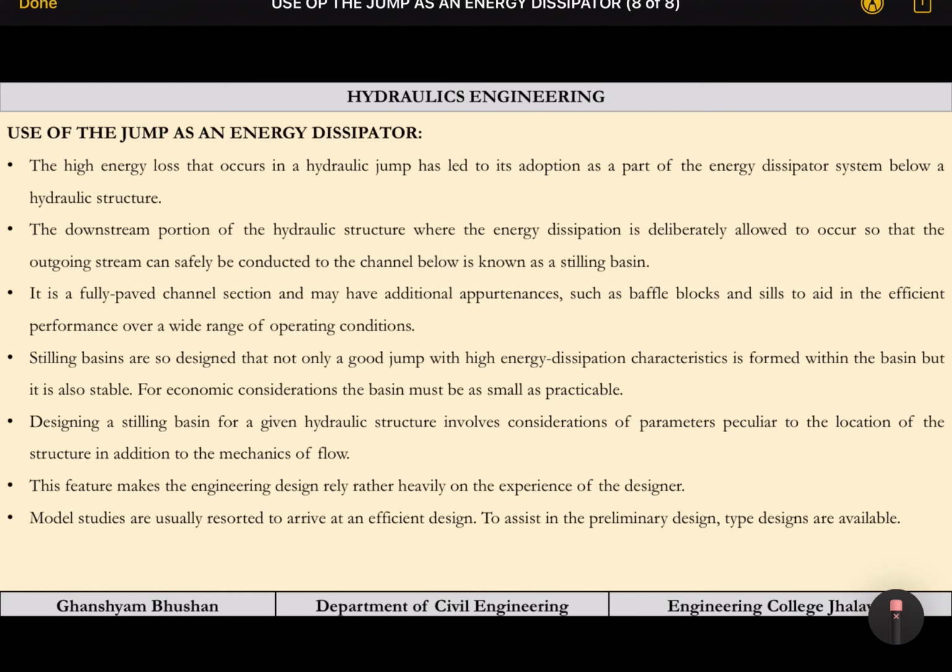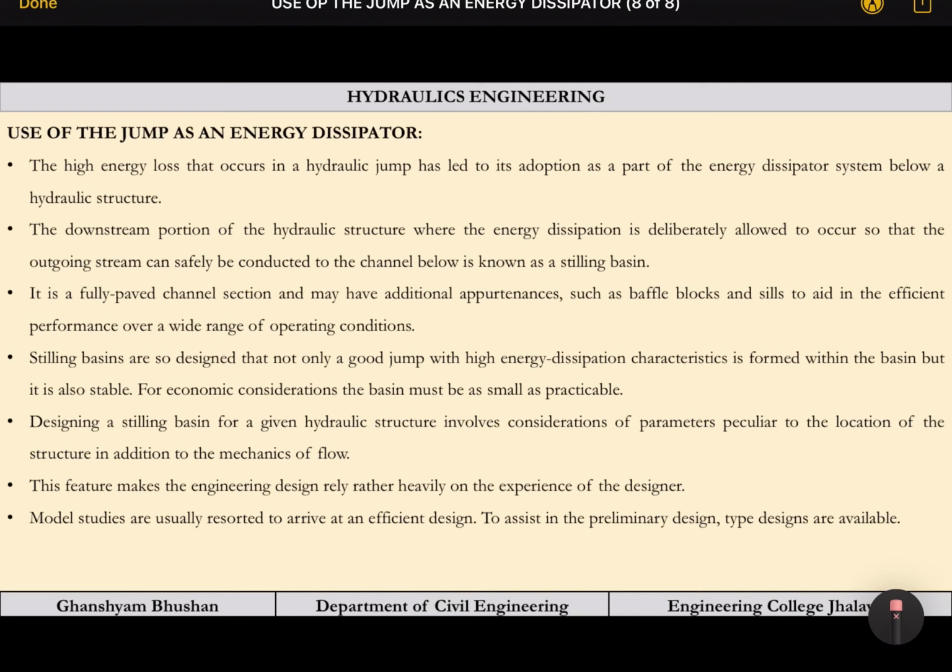So it is a fully paved channel section and may have additional appendages such as baffle blocks and sills to aid in efficient performance over a wide range of operating conditions. So these can be provided to make the process smoother. Stilling basins are so designed that not only a good jump with high energy dissipation characteristics is formed within the basin, but it is also stable. So stability is also taken care of. For economic consideration, the basin must be as small as practicable. So we have to take care that economics should also be considered. It is not like we are wasting so much energy in losing the energy.